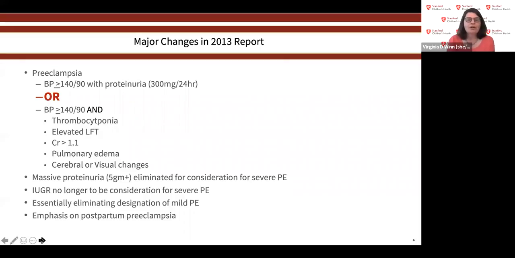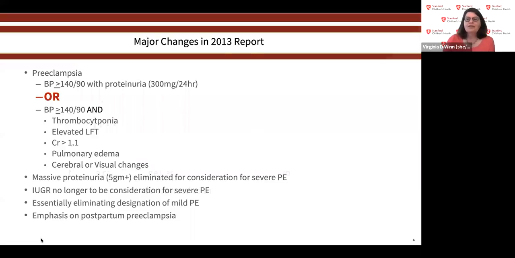Other changes: massive proteinuria, 5 grams, has been eliminated for consideration for a severe preeclampsia diagnosis. Growth restriction is no longer considered for diagnosis of severe preeclampsia. So essentially, it's either preeclampsia or preeclampsia with severe features. Mild preeclampsia is not part of the nomenclature anymore. And there's also a renewed emphasis on recognition and treatment in the postpartum period with preeclampsia.